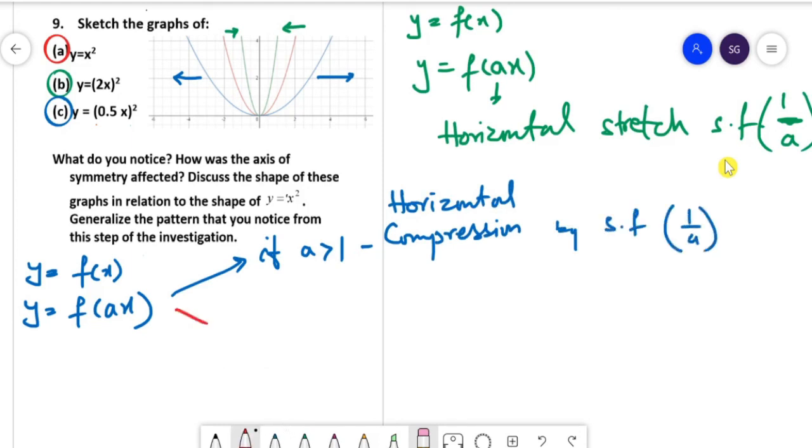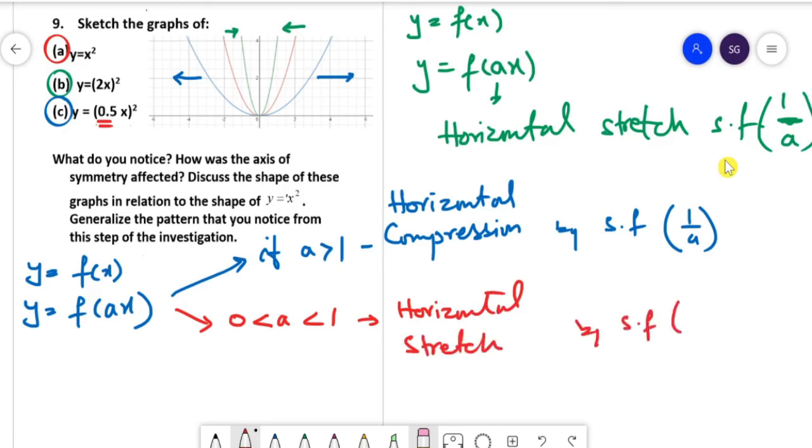And for a between 0 and 1, it will be a horizontal stretch. You can see that if it's a decimal number less than 1, then it's moving away from the y-axis, so it's a horizontal stretch, and again by the scale factor 1 over a.